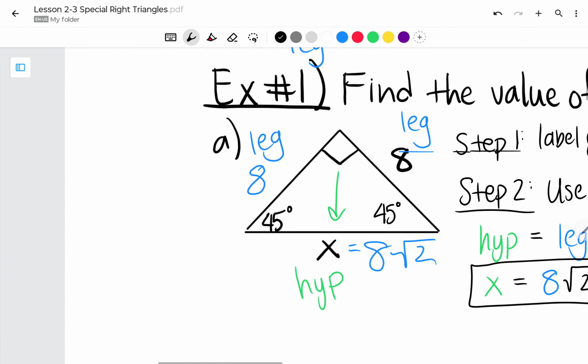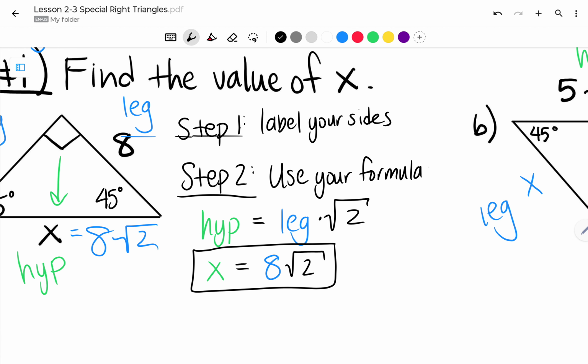In this problem, x was already by itself, right? So I didn't have to do anything extra. Once I plugged in my values, it gave me the answer.